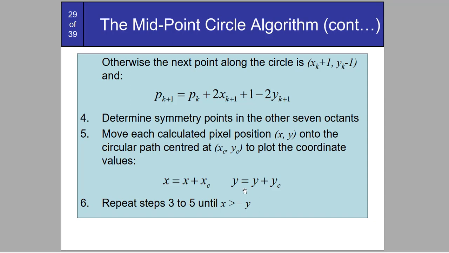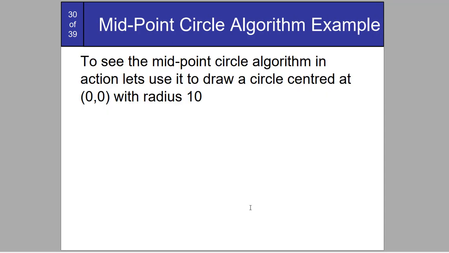Okay, so that is how we will repeat this step, and it will go on until x is greater than or equal to y. Okay, this condition, x is greater than or equal to y, because x is going to increase, and there will be a point when y will become less than x, so we will stop at that point. Okay, so let's see the example, and to make it simple we will center our circle at 0 0. If it is not 0 0, we will add the value of the center at the end. Okay, but here we don't add it, we start with 0 0, and we have a radius of 10.